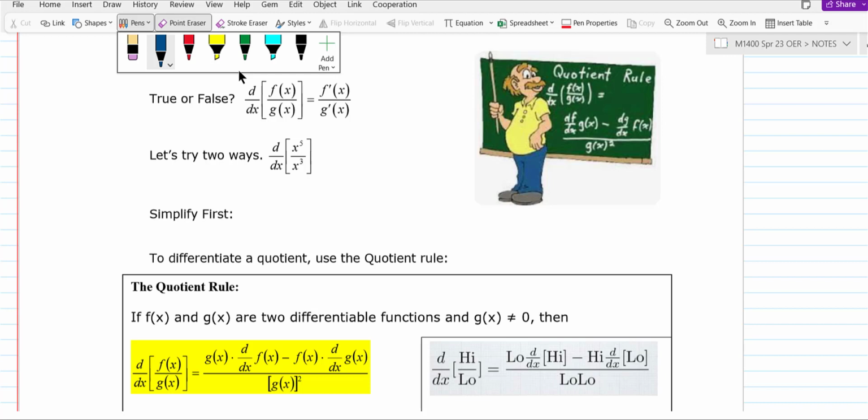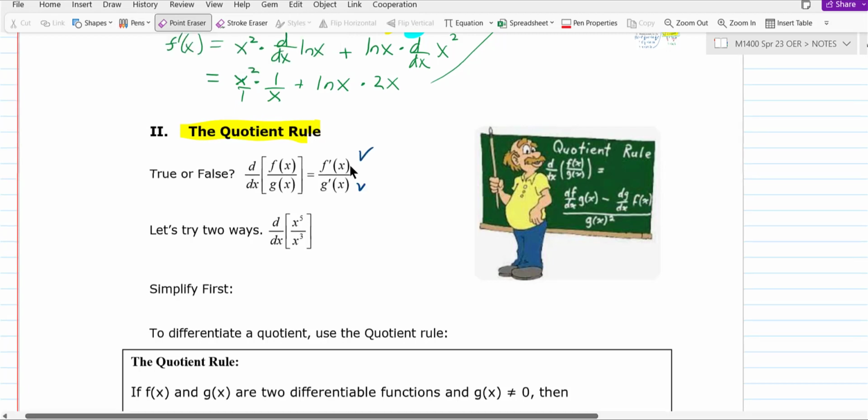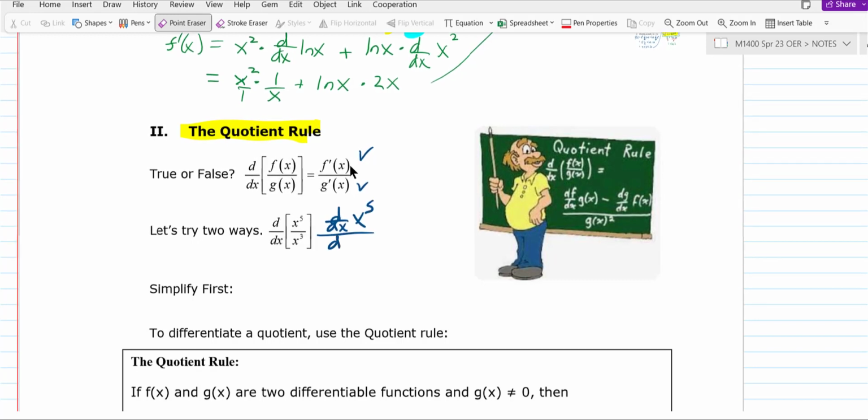Let's try this. My question is, if I have a derivative of a fraction, f of x over g of x, would it work to just do the derivative of the top divided by the derivative of the bottom? Well, let's find out. So in this example, x to the 5th over x to the 3rd, let's see what happens if we do the derivative of the numerator and divide that by the derivative of the denominator. Okay, let's just try it and see what happens.